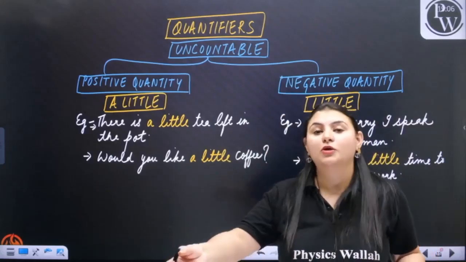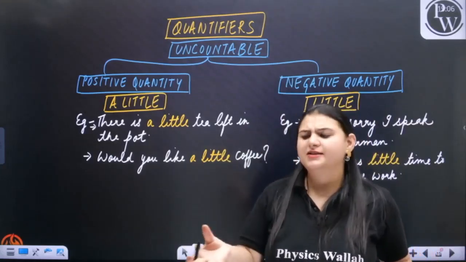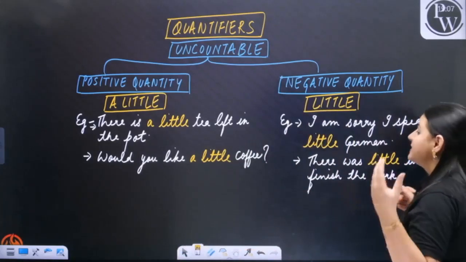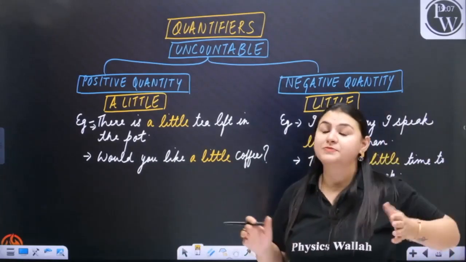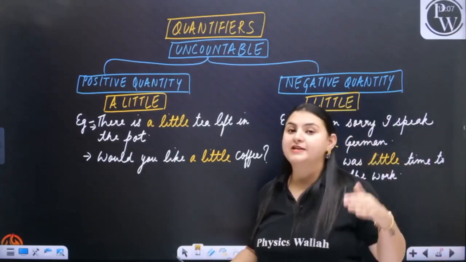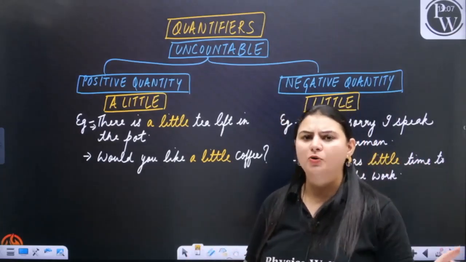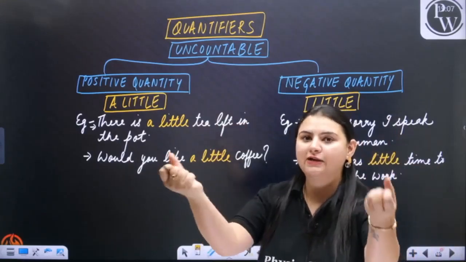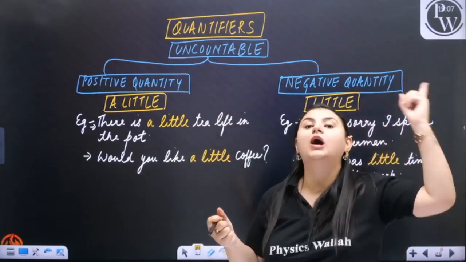You can have it. Okay. She is saying it positively. There is a little tea in the pot. You can have it. Now, I am sorry I speak little German. He's afraid that he can only speak little German. He's not happy about it. He's not satisfied about it. He is using it as a negative quantity. That is why he did not put "a" before little.